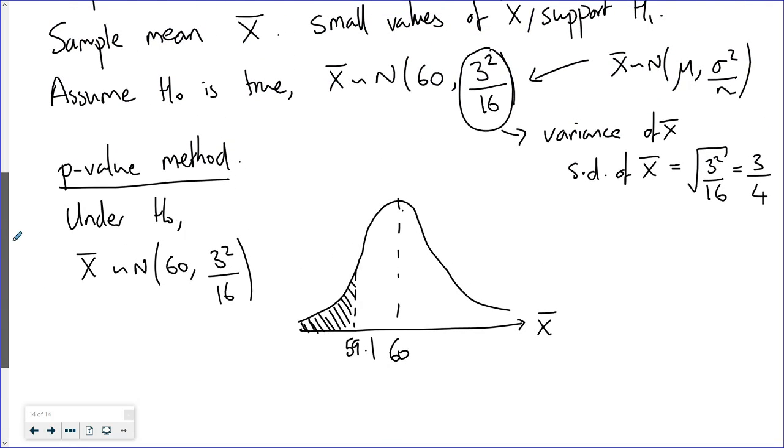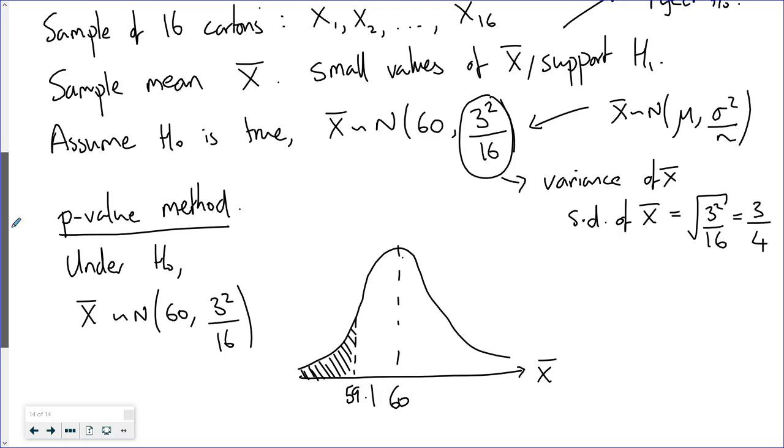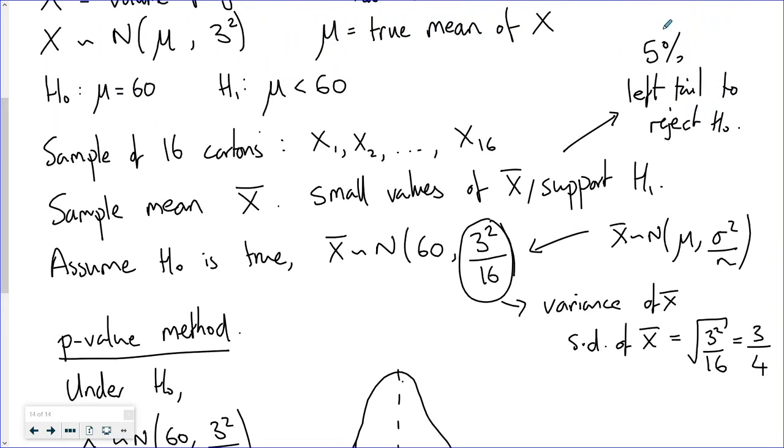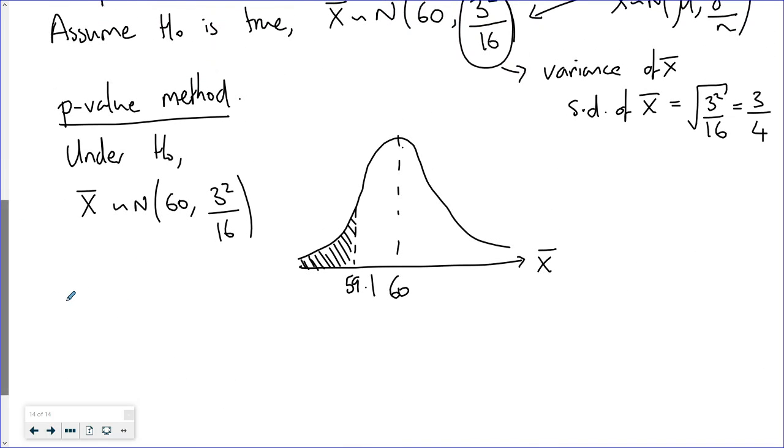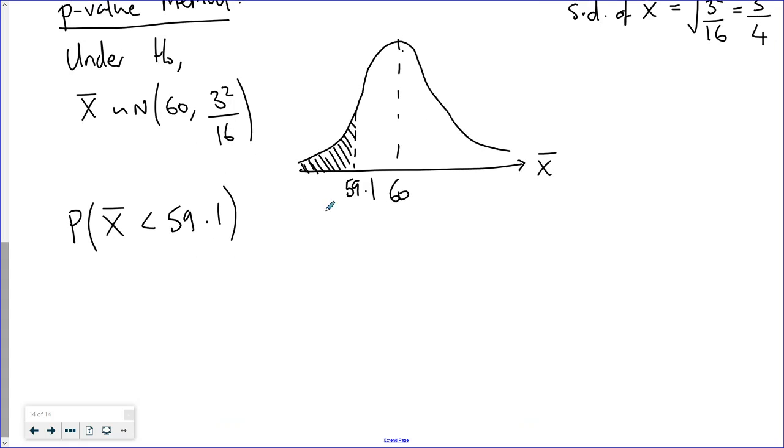So basically you can think of the p-value as being where you are or more extreme, and by extreme here we mean to the left because it's a left-tailed test, because we think x bar needs to be small. So let's work out what that probability is. So the probability of x bar being less than 59.1. And we're going to use our calculators to work out what this area is. And same as before with the critical region, we need to be really careful. We're doing a probability to do with x bar. So mu is going to be 60, and this is the variance of x bar.